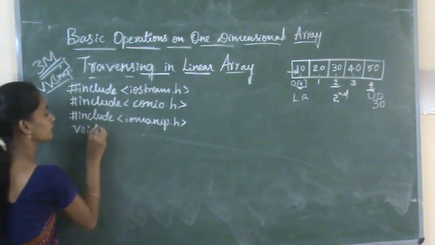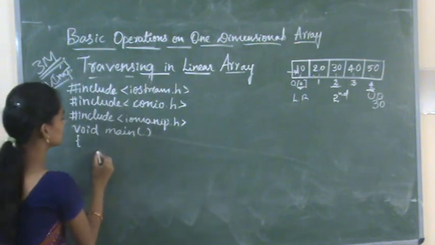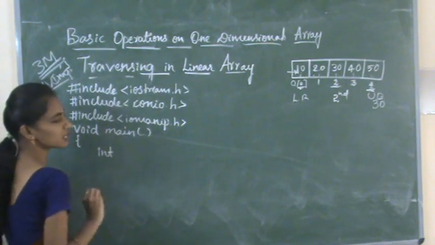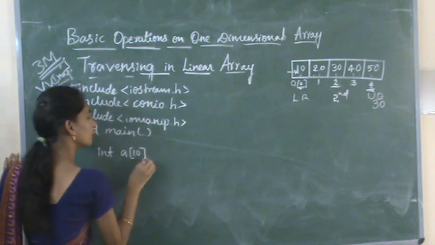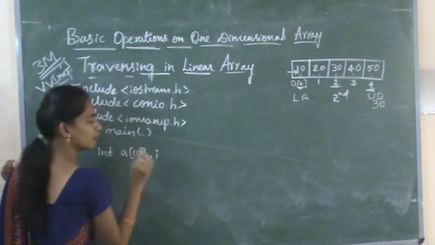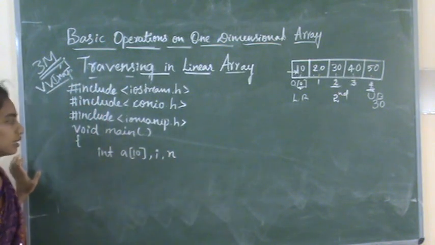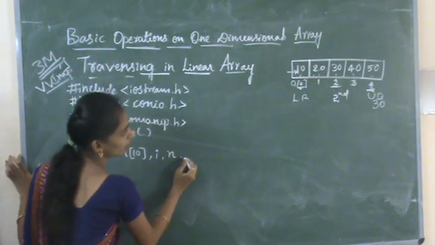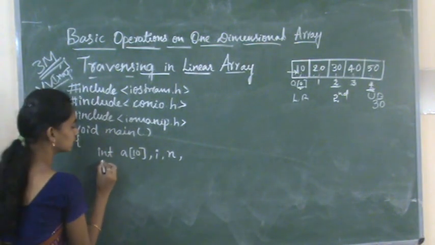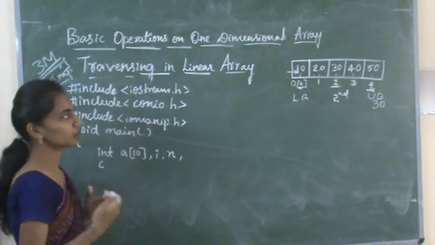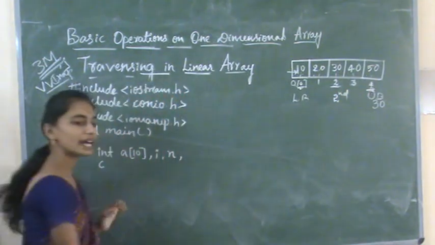Then void main. So the program always starts with main. Whatever variables we are using have to be declared, right? So here we are declaring one array with 10 elements. We are using I in the for loop and n for how many elements we are inserting, right? Is there anything else? Okay. So next we have to enter the numbers. How many elements do we need to enter? Suppose consider this example only, 1, 2, 3, 4, 5. So in this we are entering 5 elements.